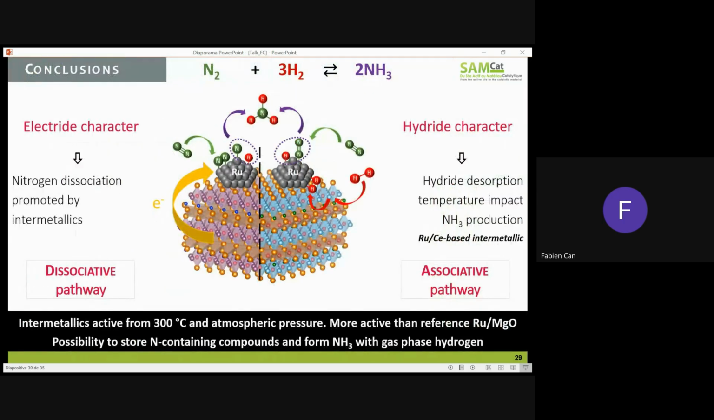Okay, so to conclude, we have studied ammonia synthesis on this kind of intermetallic at atmospheric pressure. They are more active than the reference sample. At high temperature, at 400 degrees C, we have no doubt that the electride character helps N2 dissociation, and we have a dissociative pathway for ammonia production. At lower temperature, the hydride behavior and the ability of the sample to provide hydrogen help increase the ammonia yield, and it can be explained by an associative pathway, for instance.